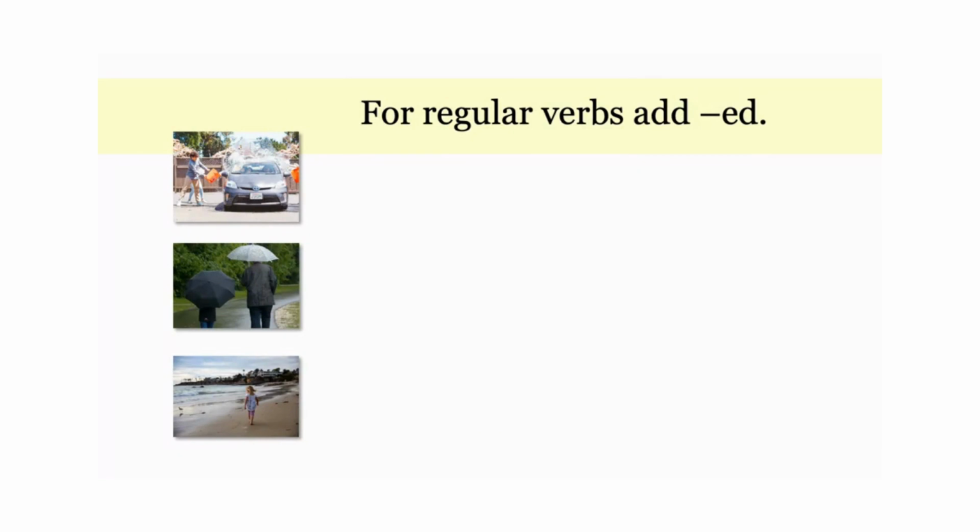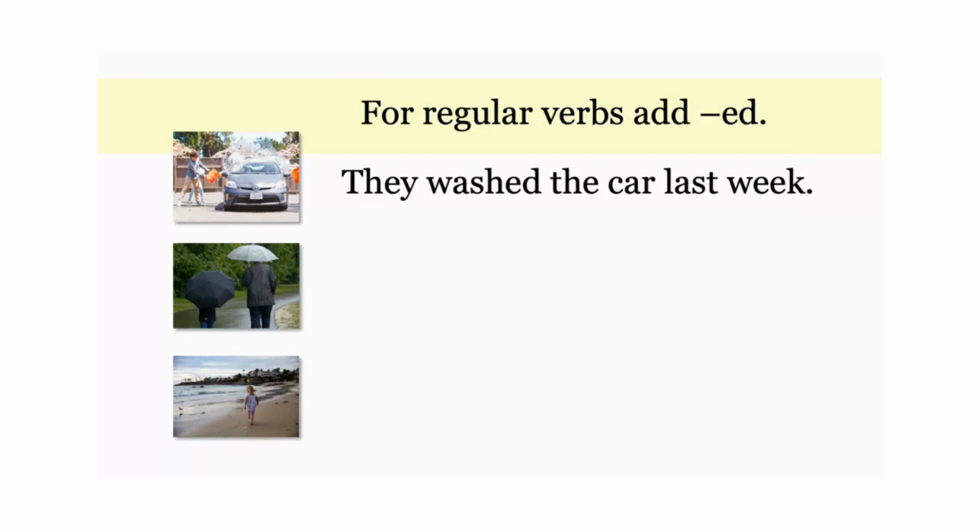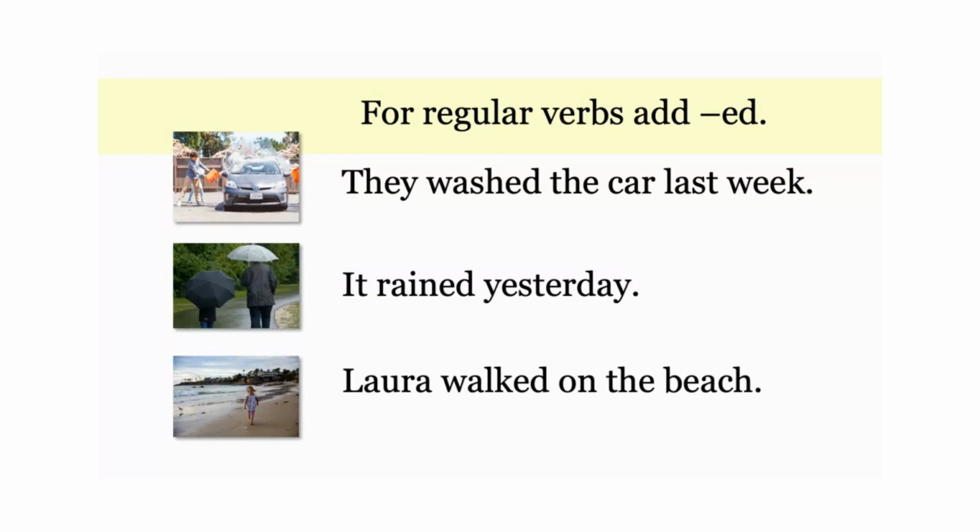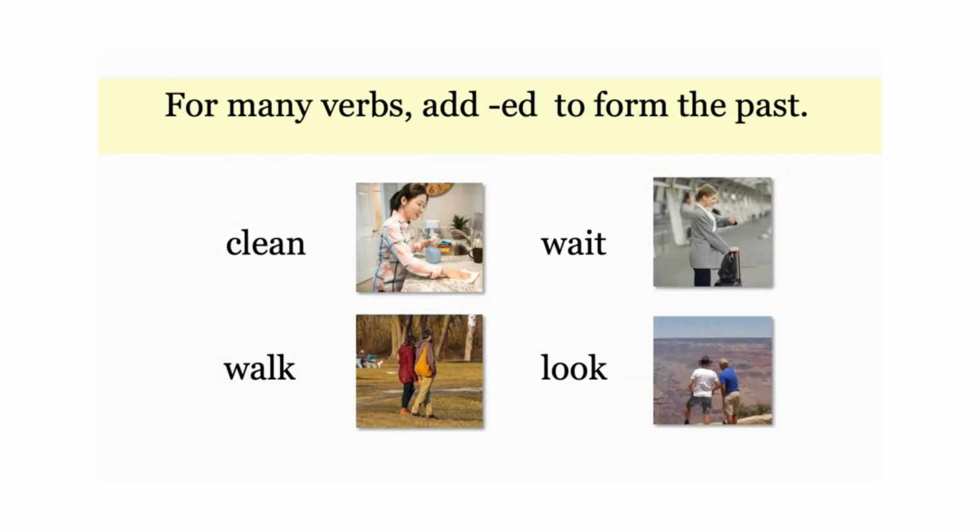For example, they washed the car last week. It rained yesterday. Laura walked on the beach. Notice the ed endings in washed, rained, and walked. For many verbs, add ed to form the past. So for many verbs, just add ed. Clean becomes cleaned. Walk becomes walked. Wait changes to waited. And look becomes looked.